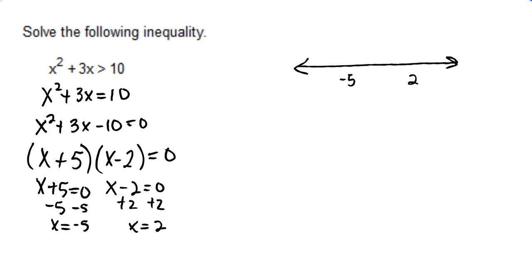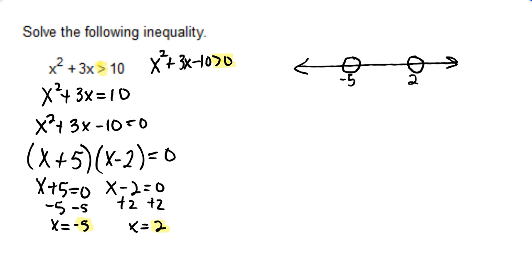Now since my inequality is a greater than, I'm going to mark those numbers on the number line with an open circle, because those values will make this expression equal to 0, and we're looking for it to be greater than 0. So we're actually going to rewrite this as well. x squared plus 3x minus 10 is greater than 0. So we're looking for when this expression is greater than 0, and these two values that we came up with make the expression equal 0. So we're not going to include them in our solution set.